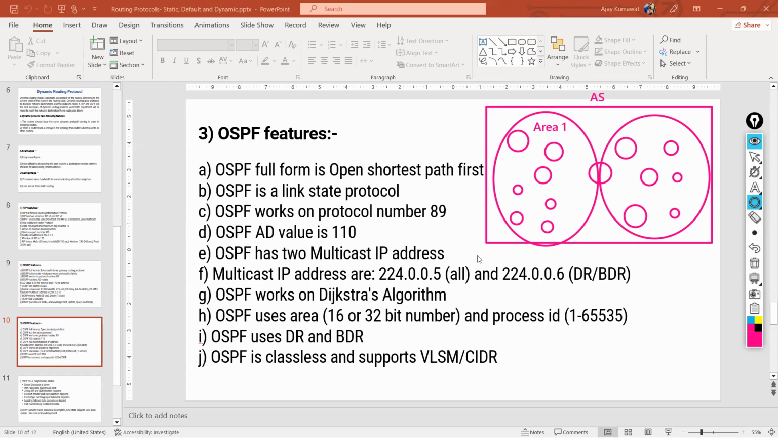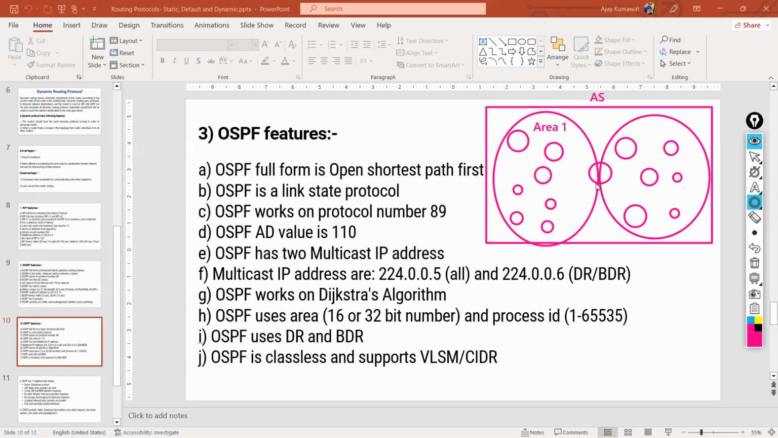Area border router. According to Cisco, there is a different definition, and according to other vendors, there is a different definition. What does Cisco say? Cisco says that an ABR will be a router with at least one interface in area 0. If one interface is in area 0, then all the areas can communicate via that. Area 0 is also known as the transit area, from where all the traffic will pass.